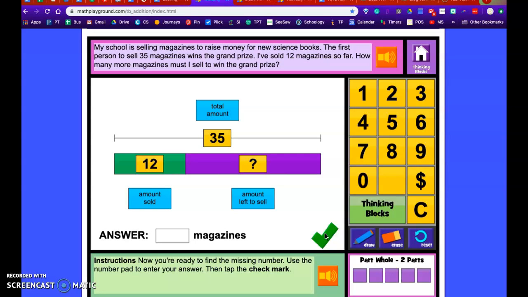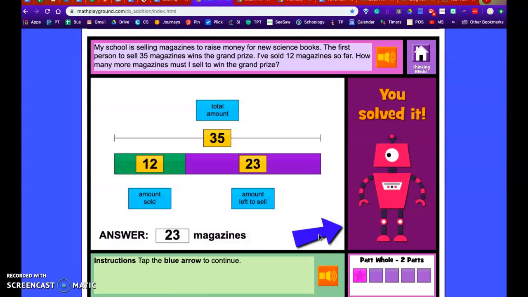this number pad over here. It also has a drawing tool for the kids. So I would put 35 minus 12. If their motor skills aren't great like mine, I would suggest using a whiteboard or paper and pencil, or even manipulatives would be good too. So when you've found your answer, you can click on the correct answer, and then click your check. Okay, I got that one right.